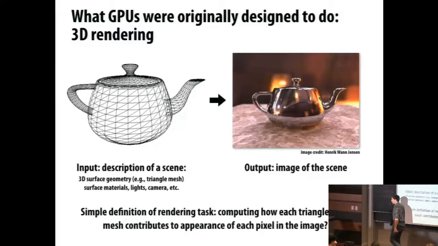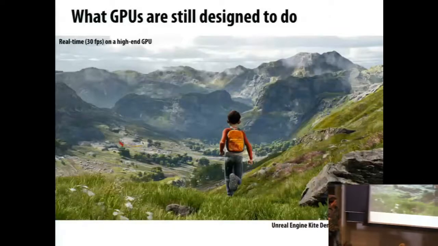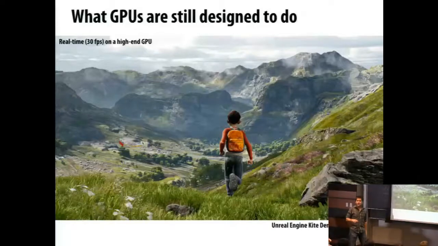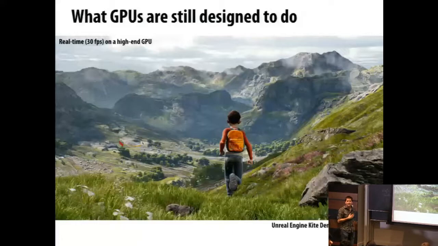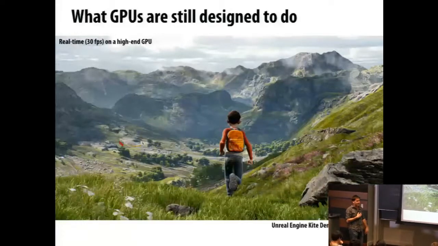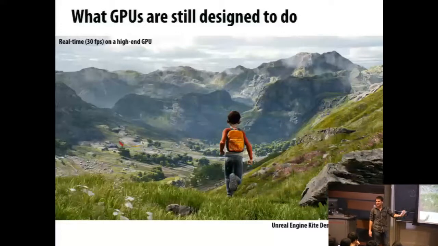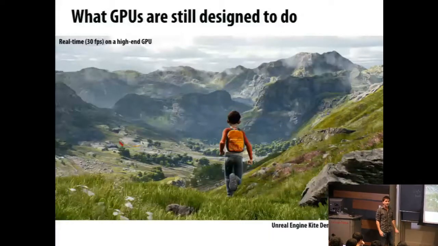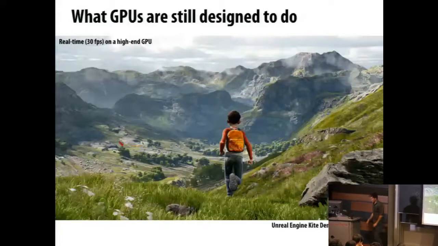And that's what renderers do. And if you're a gamer, these days they do it quite well. So this is an example of real time, 30 frames per second on a reasonably high-end GPU, and I don't have time. If you just Google kite demo on YouTube, you can see the full 2-minute demo, and it's quite impressive. You're like, that's pretty much a movie. It's getting really, really close to what we can do these days.